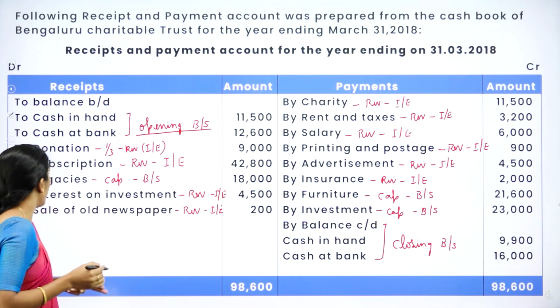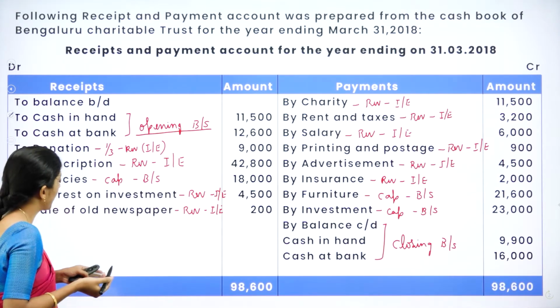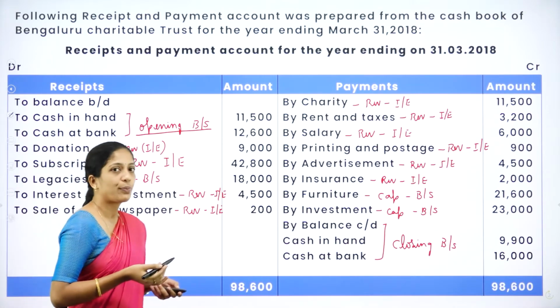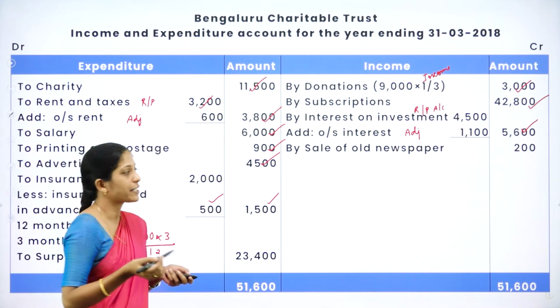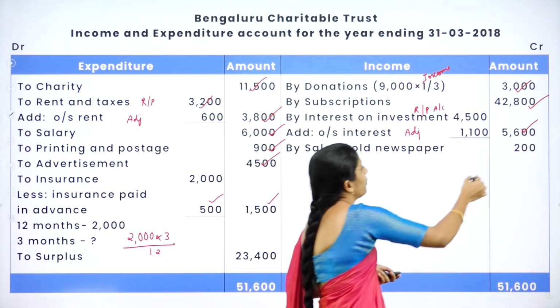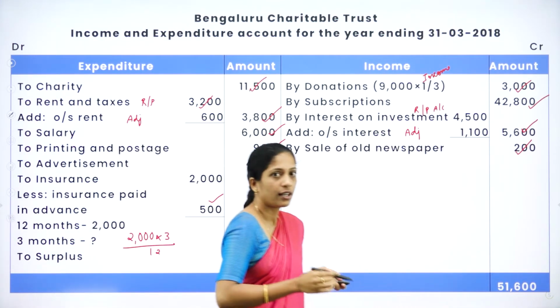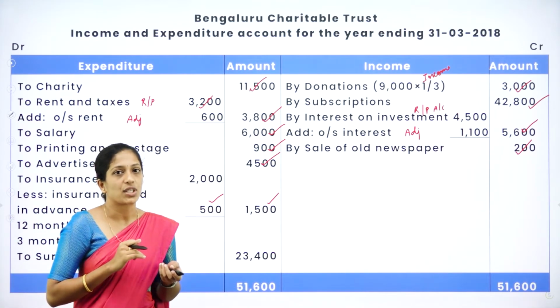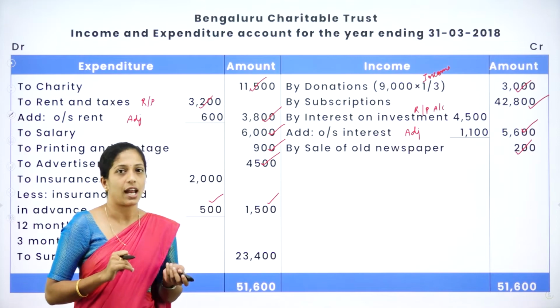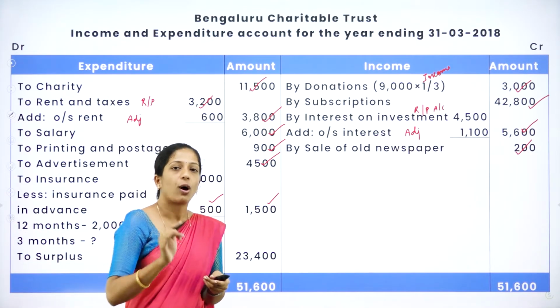Next is by sale of old newspaper. It is also a revenue item. So, where are we going to record it? Under the income and expenditure account. No more adjustment relating to that. So, we will record 200. Clear? This is how we are going to record only revenue items in the income and expenditure account. Now we are done with recording all the entries.